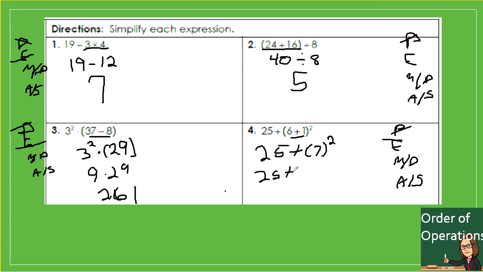So 25 plus 7 squared is 49 because it's 7 times 7. Remember, the big number tells you what you're multiplying, and the little number says how many times. And now we only have addition, so let's just add it up. 25 plus 49 is going to be 74 if I did my math right. So hopefully I did my math right on all of those, but I believe I did. And that's it. That's how you do the order of operations.